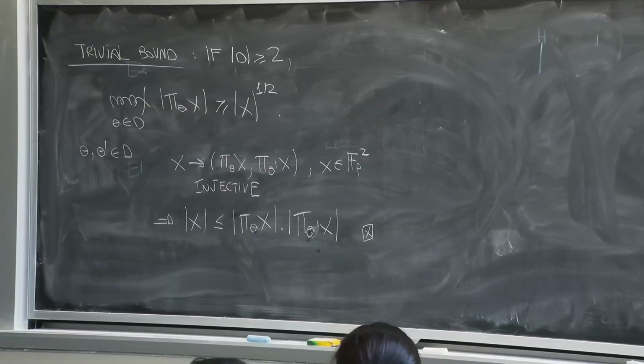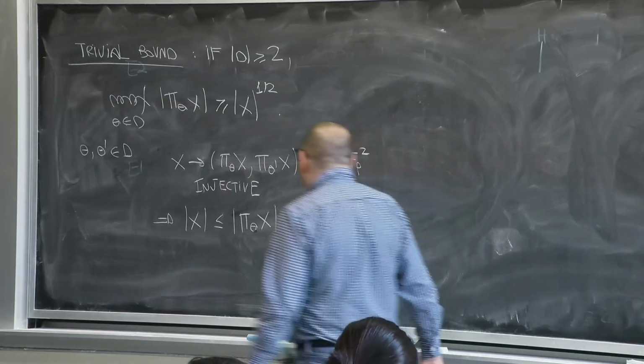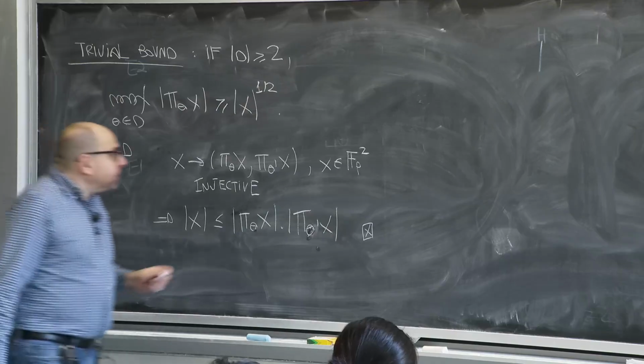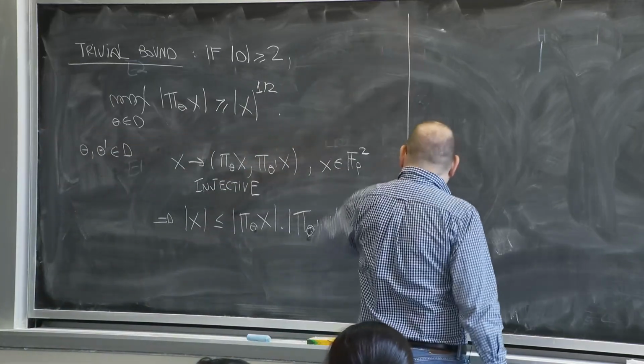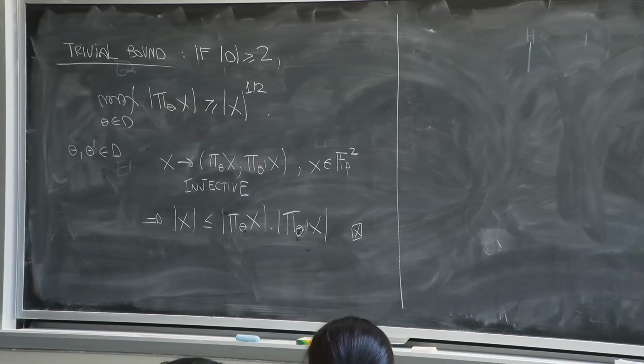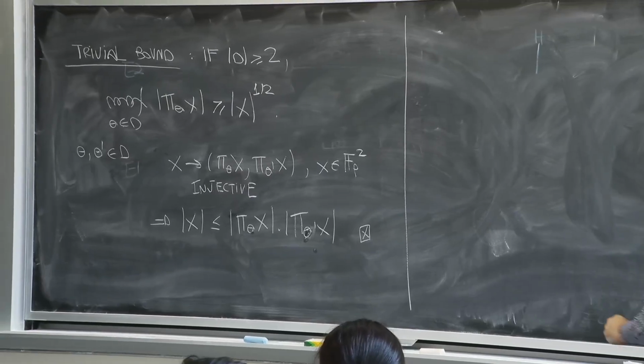And it uses literally nothing. Well, it uses that this map is injective, but this is a very general fact. In particular, this is true on any finite field. It doesn't have to be prime. But for this, we need it to be prime.